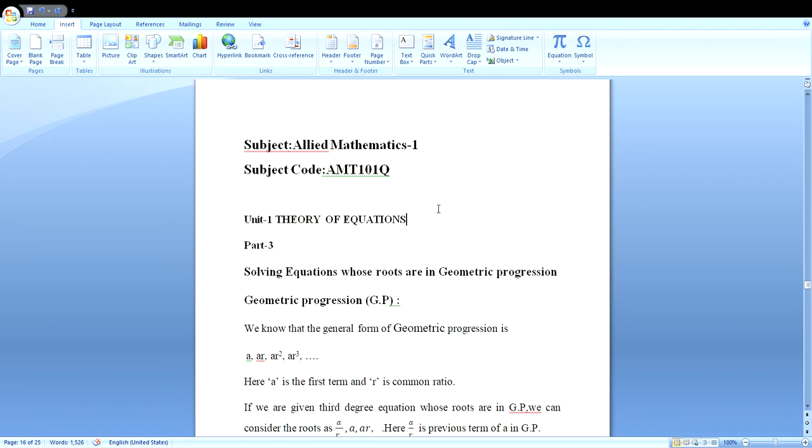Here I am going to explain how to solve the equations whose roots are in geometric progression. This is a continuation of part 2 under theory of equations.